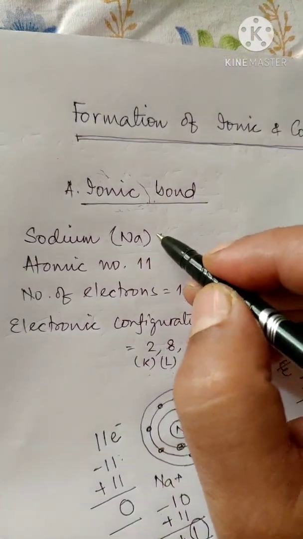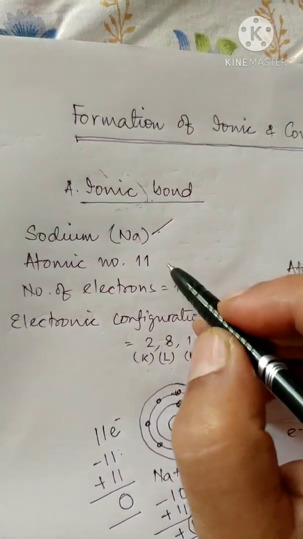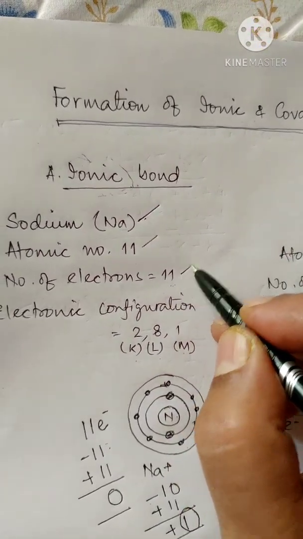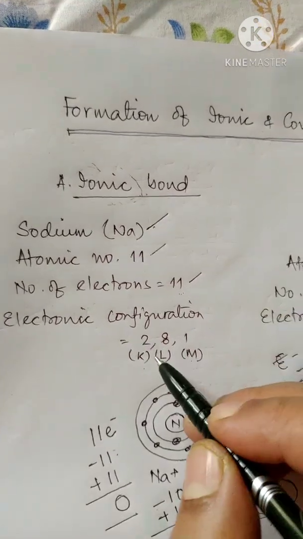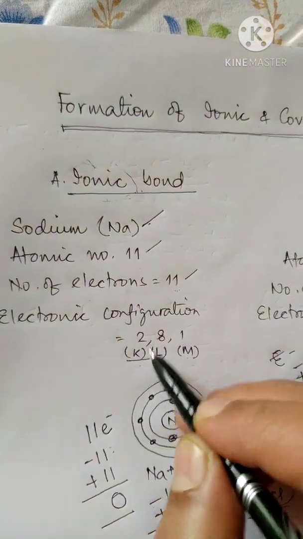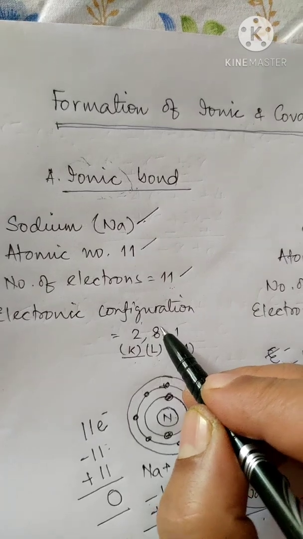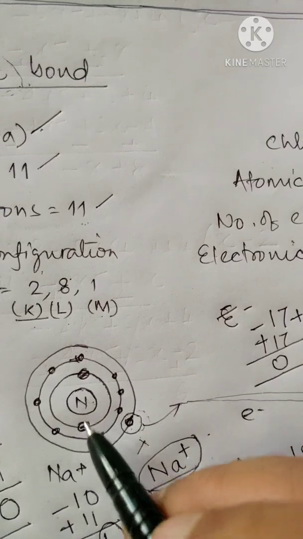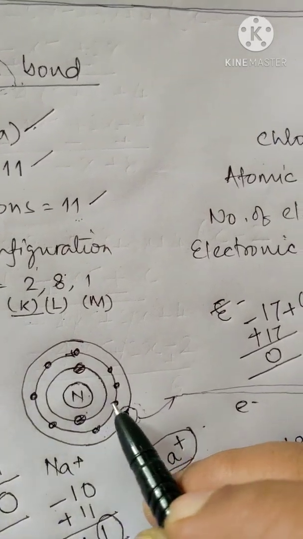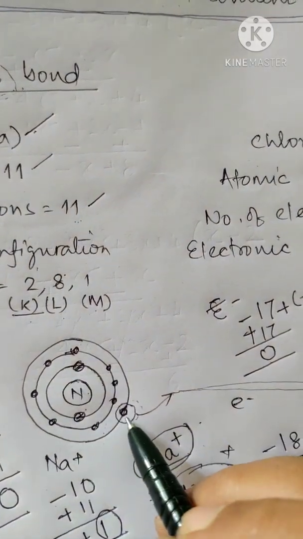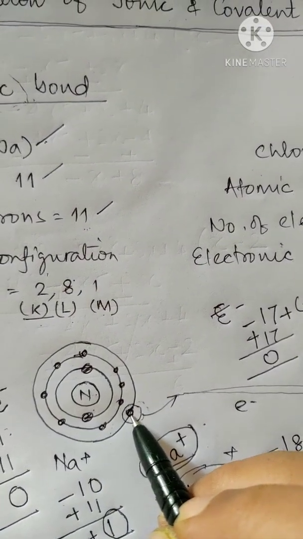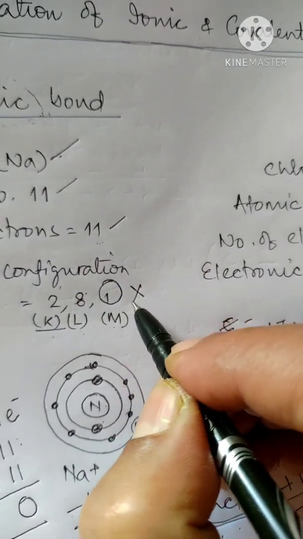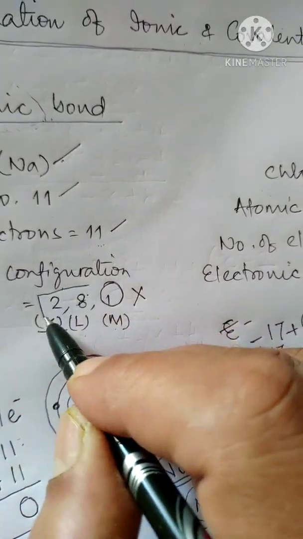So let's take one example of a metal, sodium. We know that the atomic number of sodium is 11, so the number of electrons will also be 11. Now how are these electrons arranged? In the K shell there are 2 electrons, in the L shell there are 8 electrons, and in the M shell there is only 1 electron. Here you see the diagram: 2 electrons in the K shell, 8 electrons in the L shell, and 1 electron in the outermost shell.